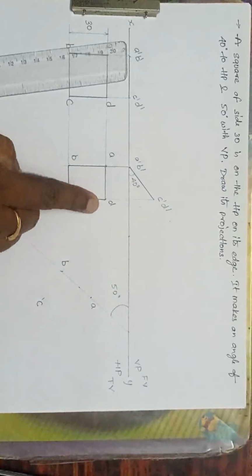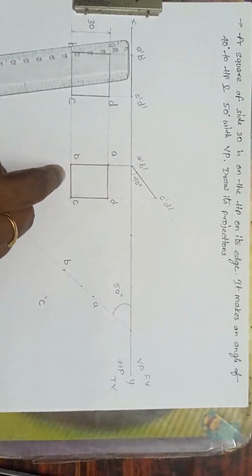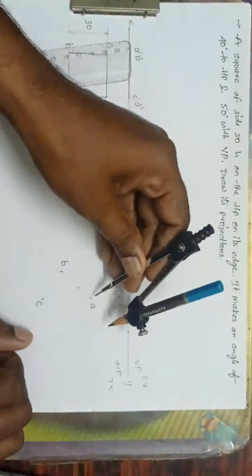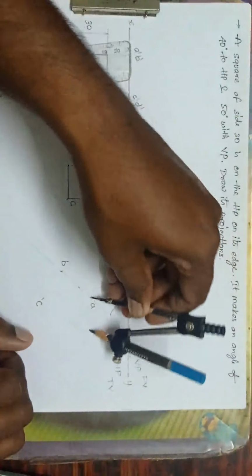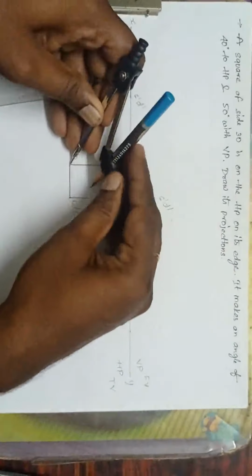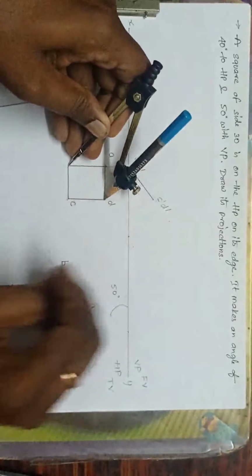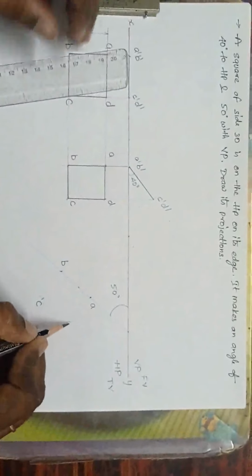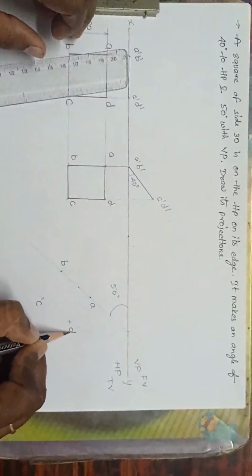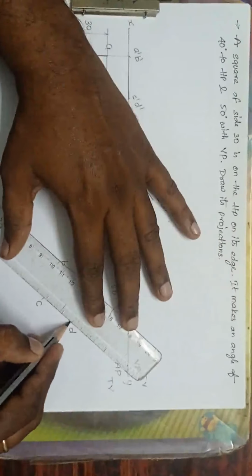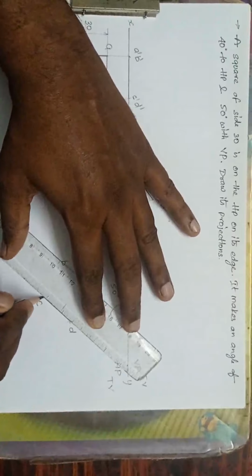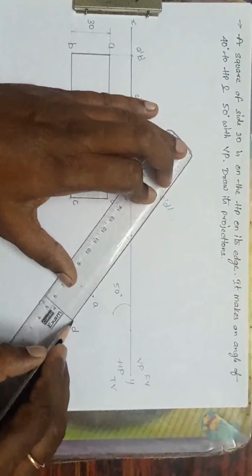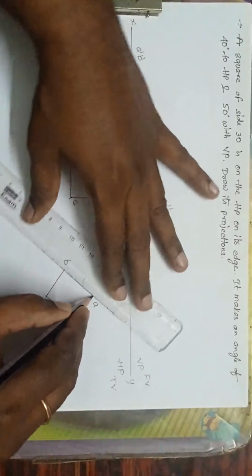Next, I want D. With same AB, what I'll do, take radius AD, A as a center, draw a curve, and take radius BD, B as center, cut here. What we'll get? We'll get D. Now join DC, join BC, join DA, join AB.